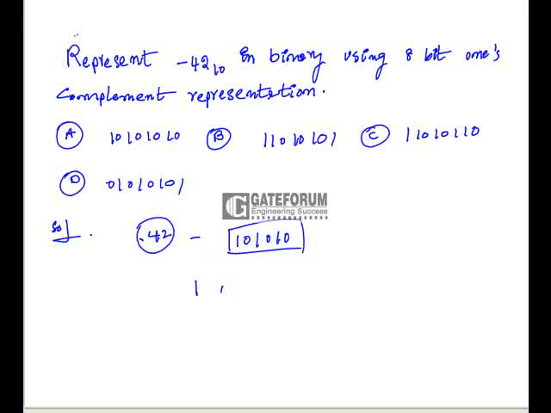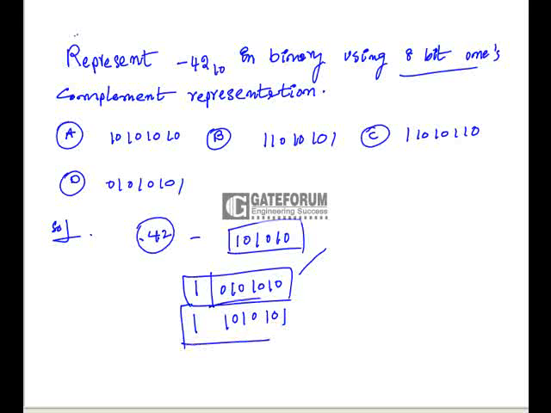So we can represent it like 0 0 1 0 1 0 1 0. This is the 8-bit representation: sign followed by magnitude, a 7-bit magnitude and a 1-bit sign. So we find the ones complement of the magnitude only, which will be 1 0 1 0 1 0 1. So the total value will be 1 1 0 1 0 1 0 1. So this is equivalent to option B. B is the right option.